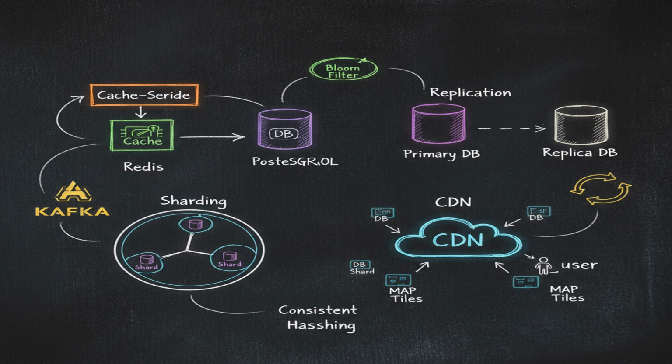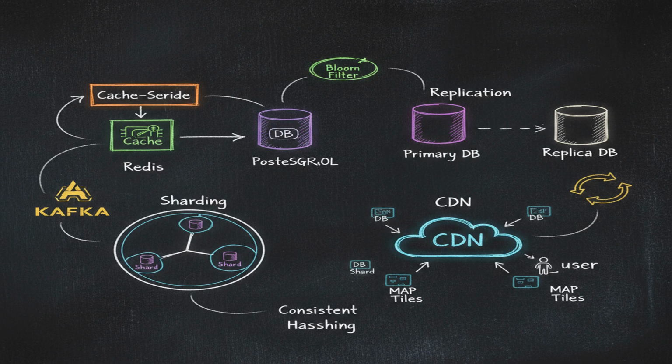To handle the massive scale, we need caching, replication, and sharding. We'll use Redis as a cache-aside cache for frequently accessed data, like user profiles and trip details. Database replication ensures high availability. If the primary database fails, we can fail over to a replica. For sharding, we can shard the trip data based on region or driver ID. This distributes the load across multiple databases.